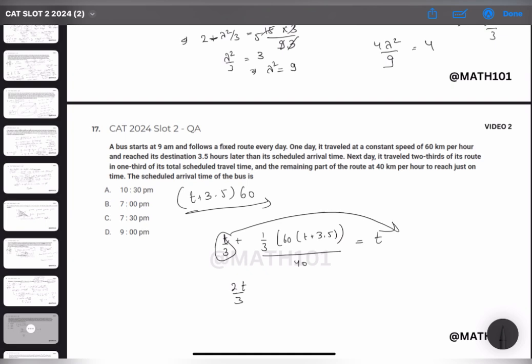this goes there, equals to, this becomes 20, this gets 2, t by 2 plus 3.5 is 7 by 2, again by 2 is 7 by 4, which implies that t by 6 is equal to 7 by 4. This goes here, 2t by 3 minus t by 2 is t by 6 equals 7 by 4. So t is equal to 7 into 6 by 4 equals 21 by 2, 10.5 hours. So its scheduled time would be 7:30 p.m. So the answer is C.